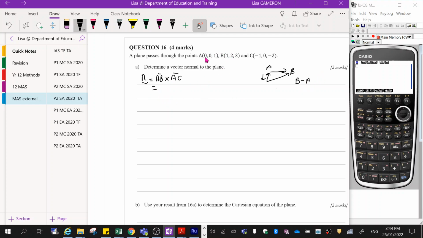So this minus 0 is going to give me 1. 2 minus 0 is 2. 3 minus 1 is 2 as well. Okay, cross product by A to C.